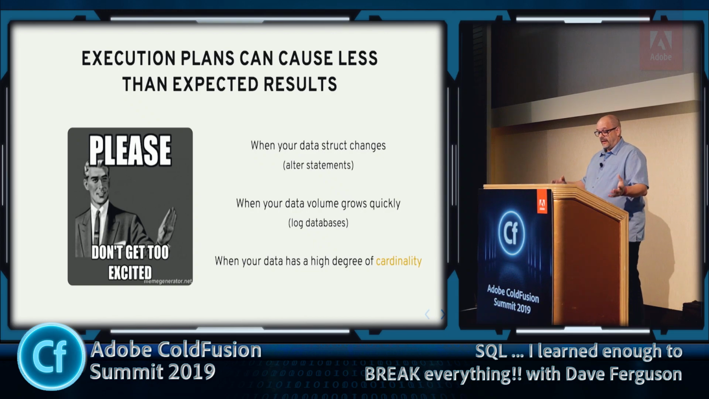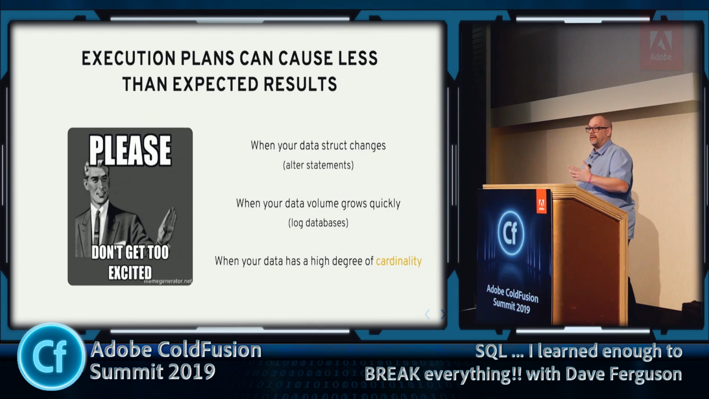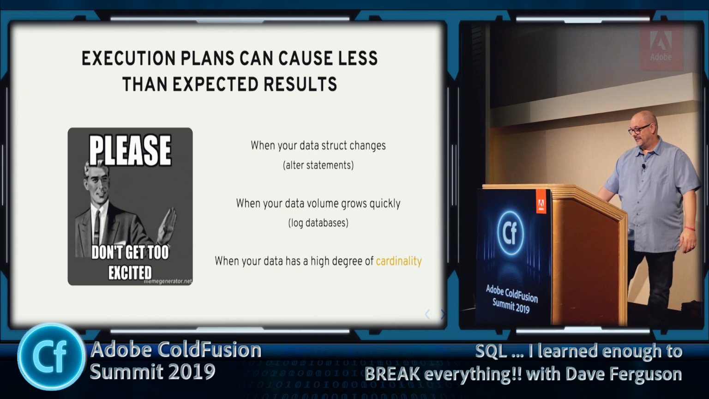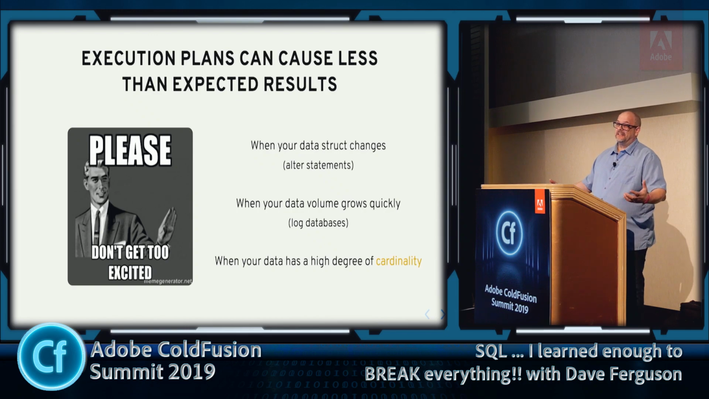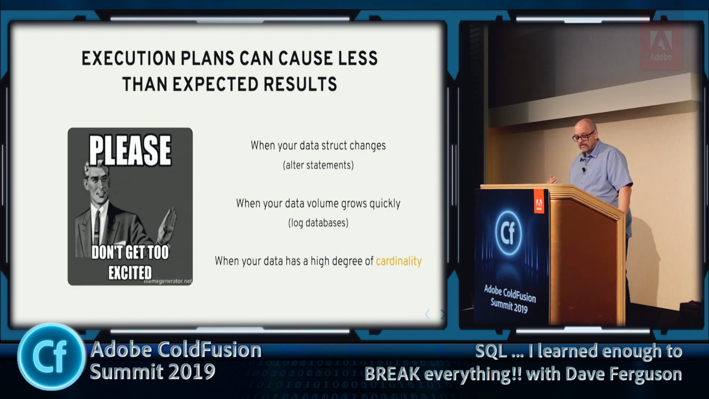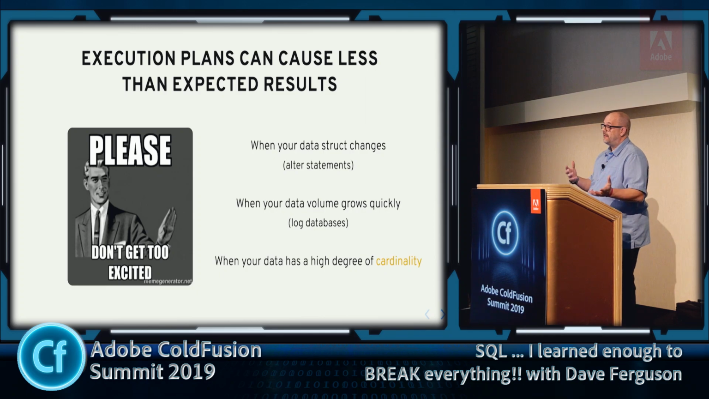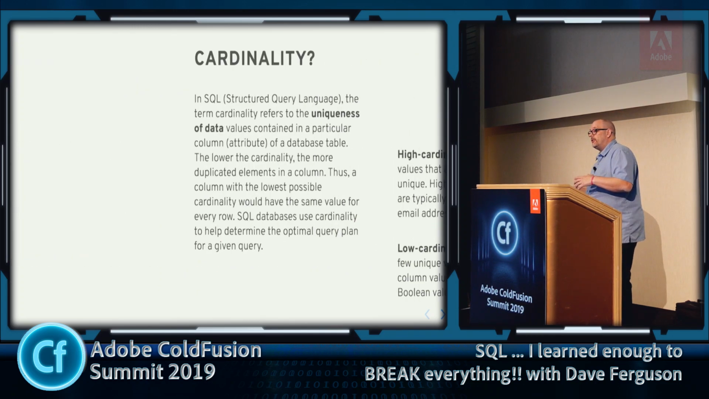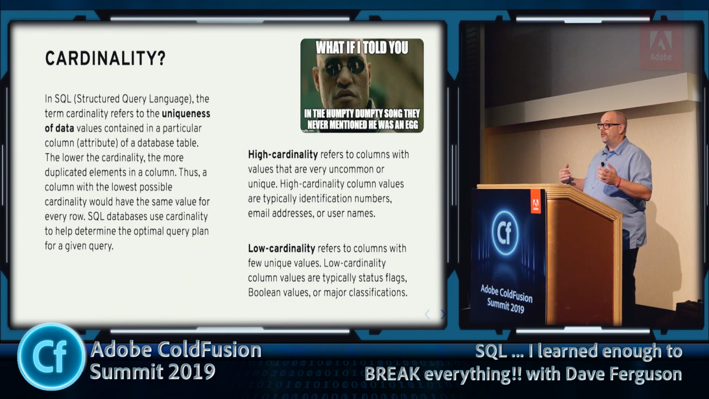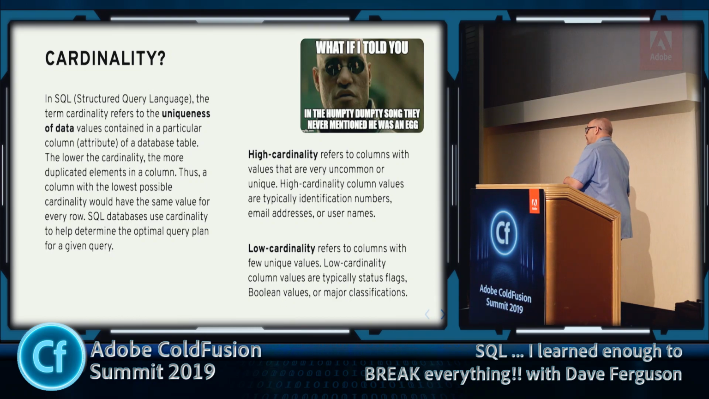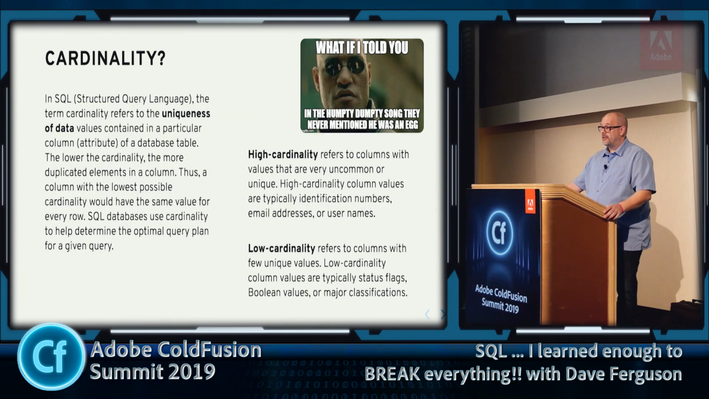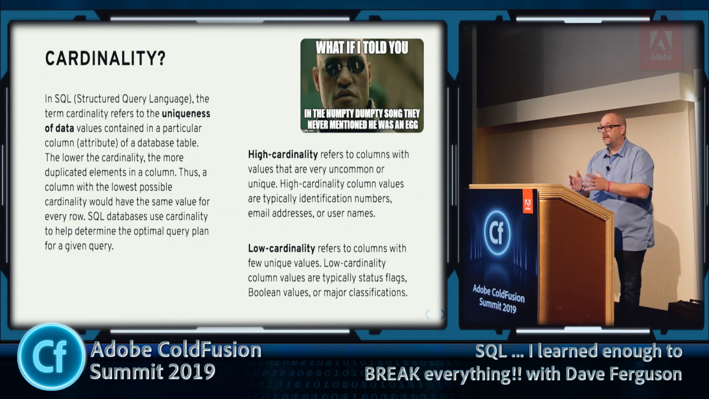And the other one is if your data has a high degree of cardinality. Anybody know what cardinality is? Got to have a whole slide on it. So cardinality deals with the uniqueness of your data. So a column with high cardinality means a lot of the values are unique. Let's say a username column or an email column. Lots of unique values. Low cardinality is like a status column where the values are like 1, 2, 3. So a table with high cardinality requires a lot of indexing and a little different handling versus a low cardinality column.